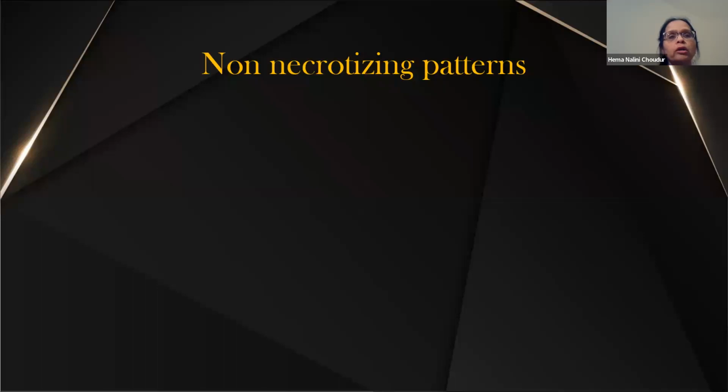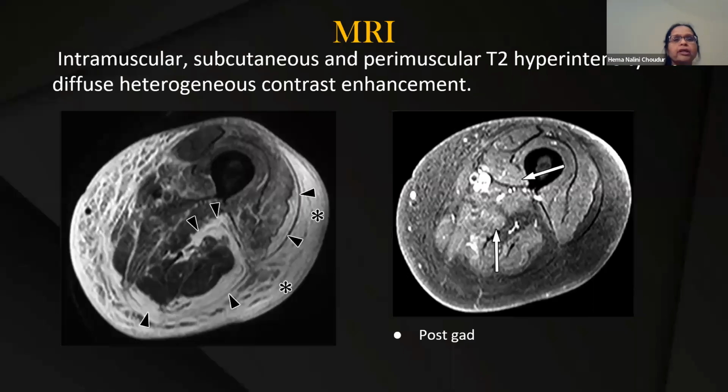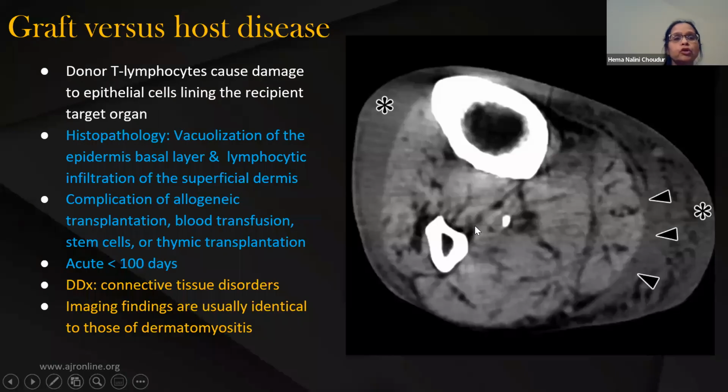So now let's move on to non-necrotizing patterns that we had seen with our necrotizing fasciitis picture without the gas. So here we are. Look at this patient. You have subcutaneous edema, you have perifascial fluid, you have intermuscular fluid, and some intramuscular fluid. So all these compartments are involved. Gadolinium shows slight enhancement. So it is important not to call this necrotizing fasciitis without the gas.